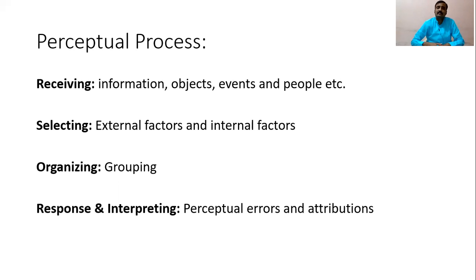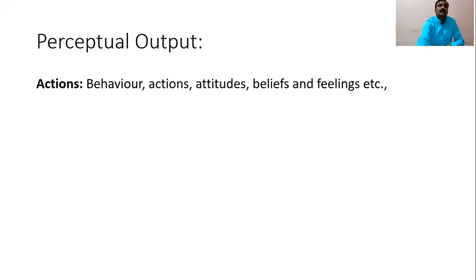So after selecting the products or services, organizing, grouping, pooling all the various resources to go ahead with the further process is called organizing. And responses and interpreting. So if any perceived error happens, attribution happens, he is going to give the response or interpret in his own way what he actually perceives. That constitutes responses and interpreting. Next component of the perceptual process is output. So first one was input through stimuli, and next one is process through receiving, selecting, organizing, interpreting and responding.